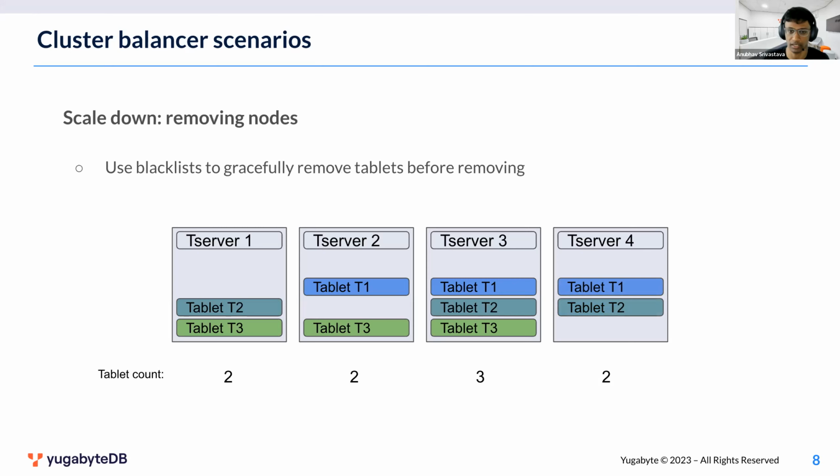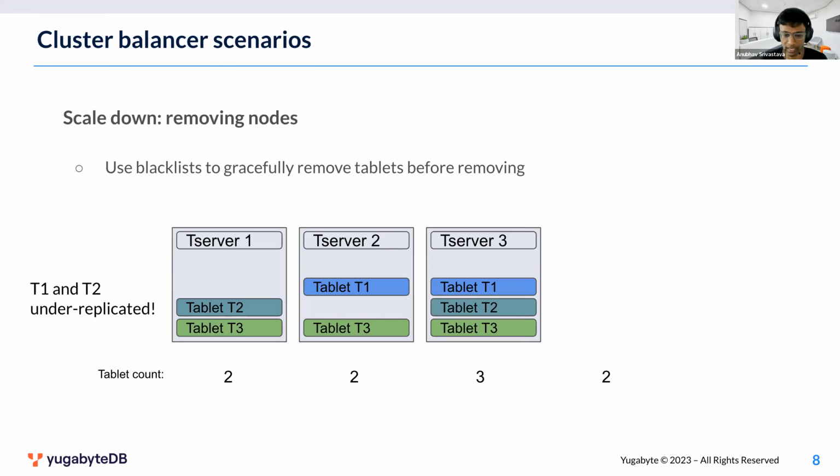The opposite direction, which is removing a node, requires one additional step, because if you were to imagine just taking away T server 4 spontaneously, you would end up in this situation where tablets T1 and T2 are under-replicated, which means that they only have 2 out of 3 replicas, and so they're more prone to failure if one of T server 2 or T server 3 goes down. So if you were taking down multiple nodes, you might even generalize this to say that you might take down a majority of replicas, and in that case, your tablet data wouldn't just be under-replicated, it would be unavailable.